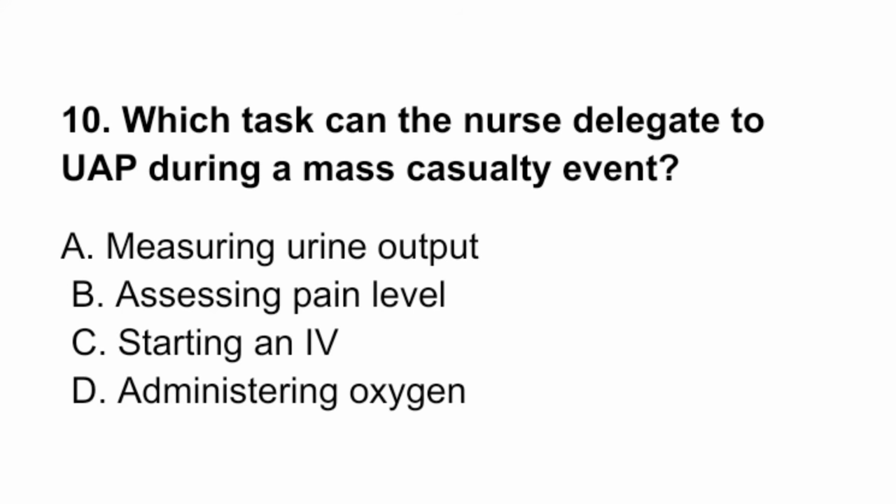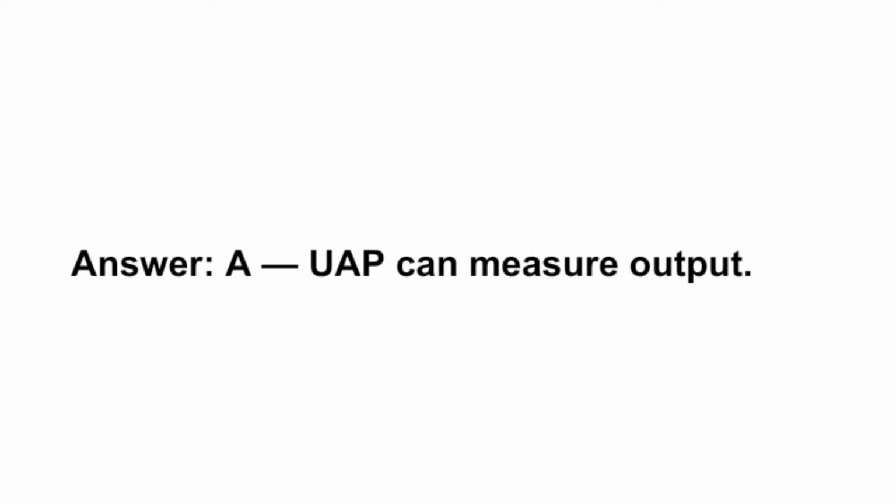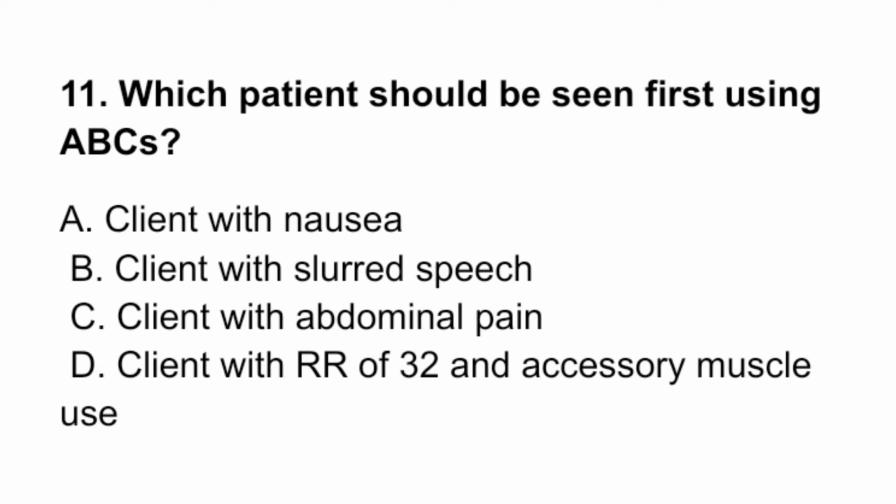10. Which task can the nurse delegate to UAP during a mass casualty event? A. Measuring urine output. B. Assessing pain level. C. Starting an IV. D. Administering oxygen. Answer: A. UAP can measure output.